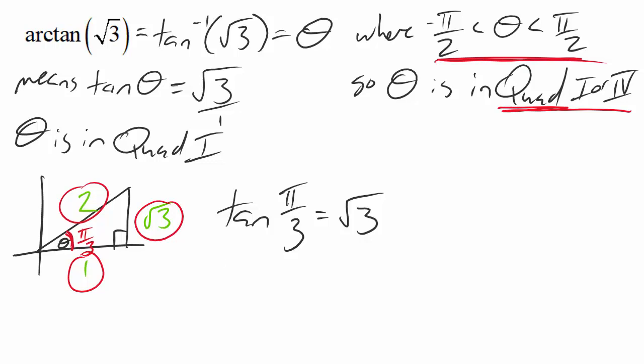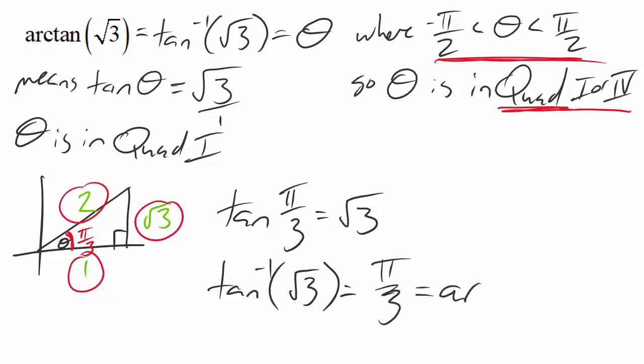And so that tells us then that our inverse tangent of square root of 3 is going to give us an answer of pi over 3. And if you prefer to write the answer in the original form of arctan, that's also okay. So the arctan of square root of 3 is also this angle pi over 3.